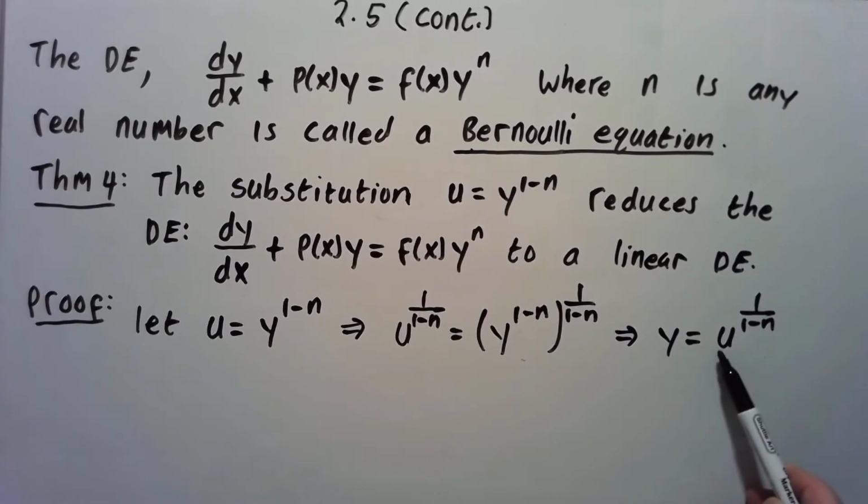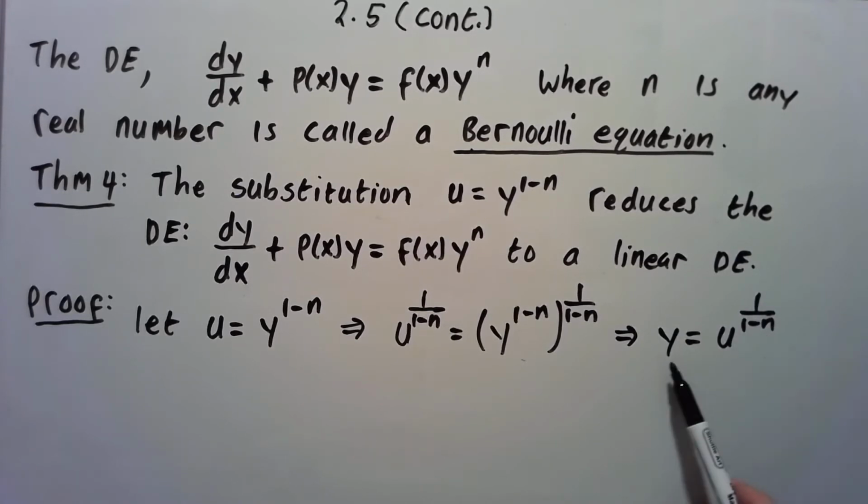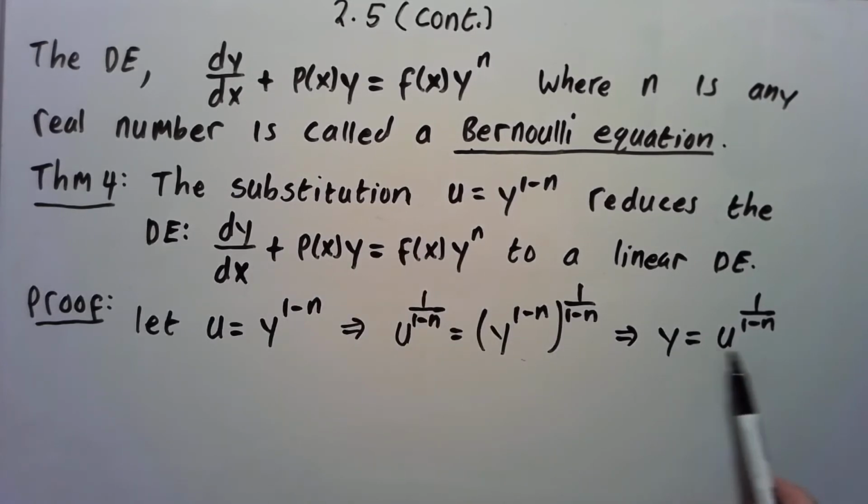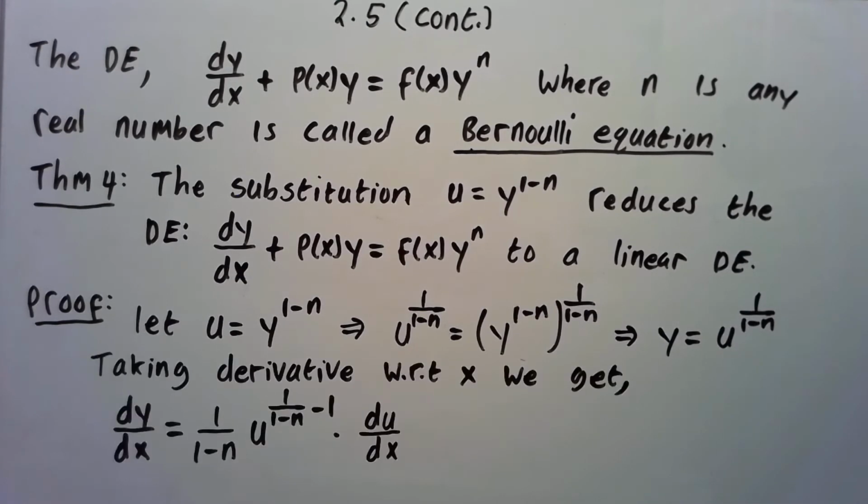So we have then y equals u to the 1 over 1 minus n power. So I can make that substitution for the y here and here, but let's take the derivative of both sides with respect to x then. So doing that we get, so taking the derivative with respect to x, the derivative of y would just be dy/dx, and the derivative of the u guy raised to the 1 over 1 minus n power. We take the power in front, which I've done, then subtract 1 from the power, then multiply by du/dx by chain rule.